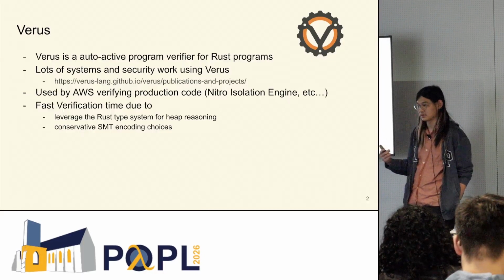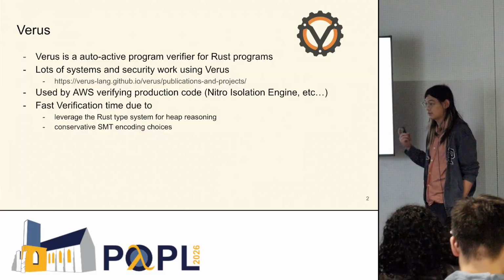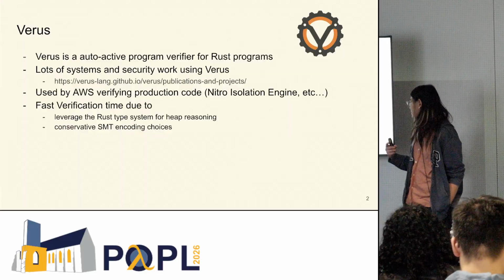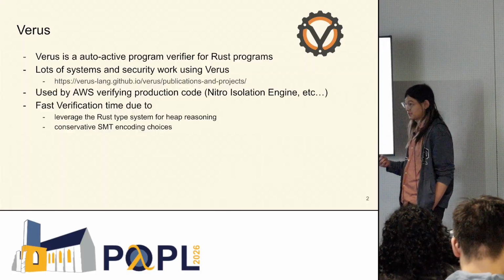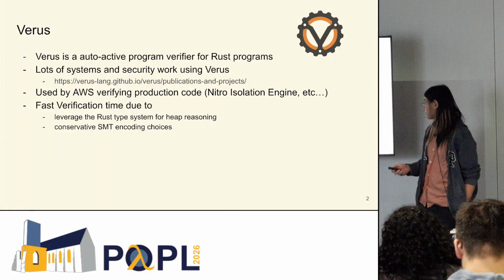Because, one, it leverages the Rust type system for heap reasoning, so we don't do implicit dynamic frames. It also has a more conservative SMT encoding, which I'll get into later.